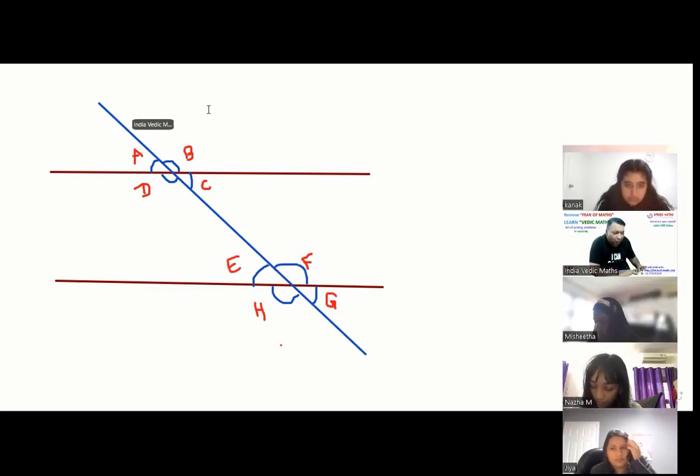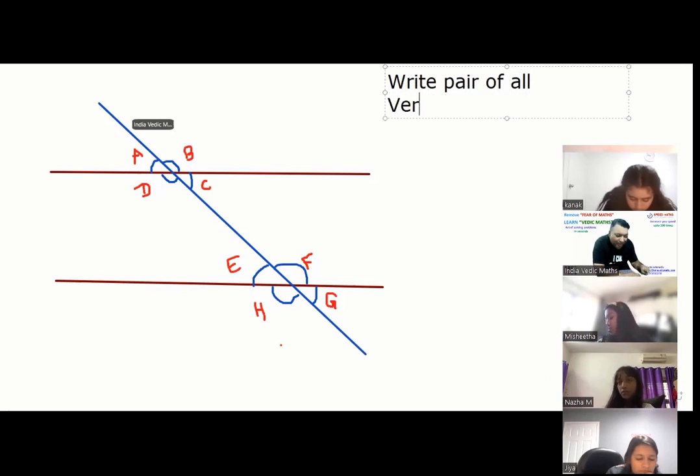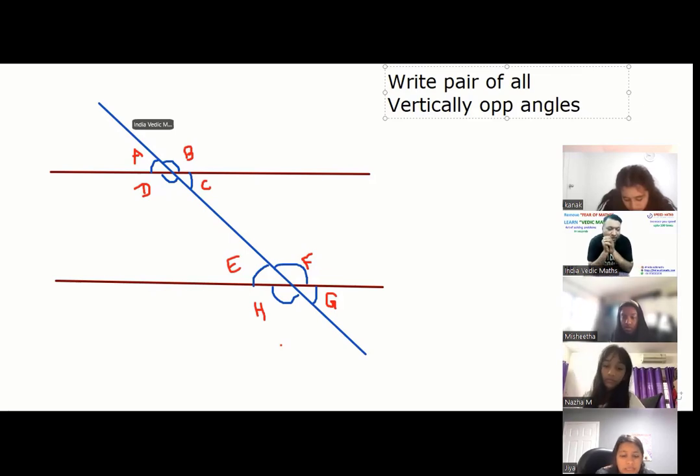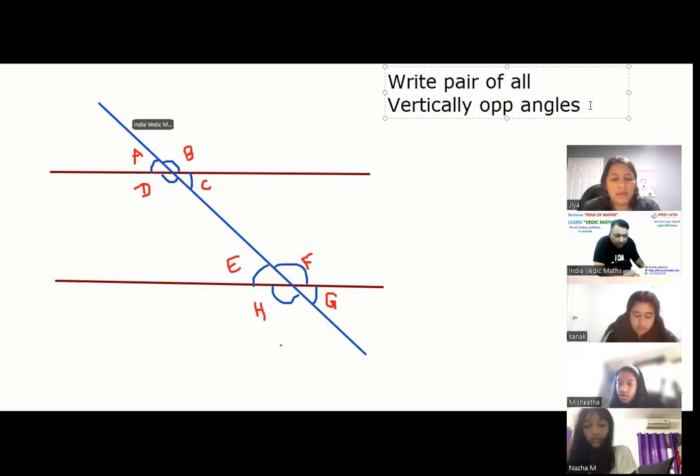So what I'm asking is, I'm going to write the question on the top. Let's see how many you can answer. Write pairs of all vertically opposite angles. Tell me, guys. Like you will say A equal to this or B equal to this. Write all the pairs of vertically opposite angles. So you have to write down on chat.